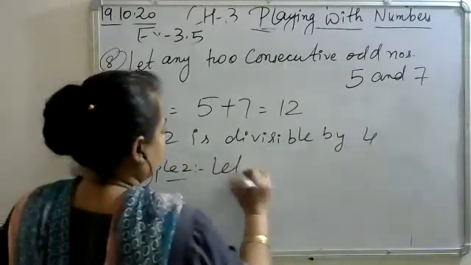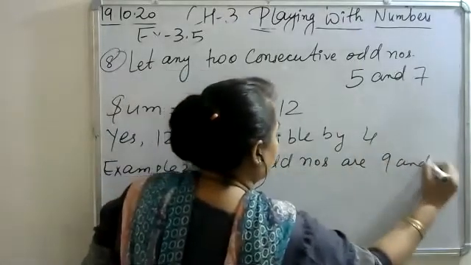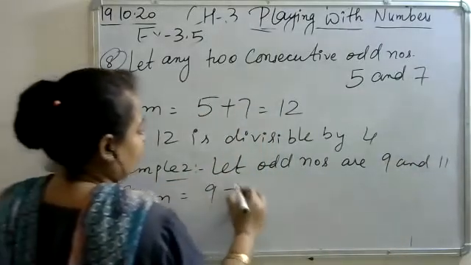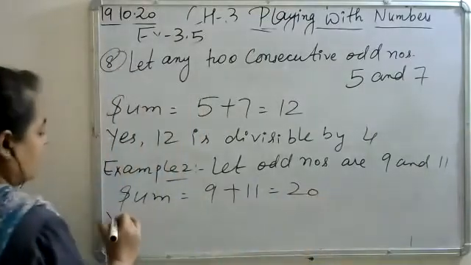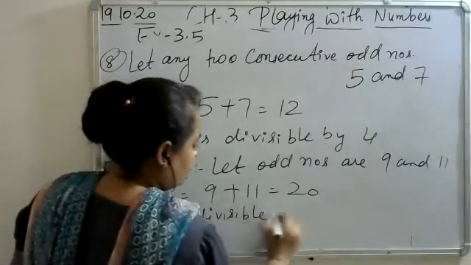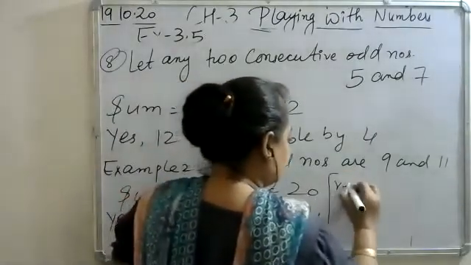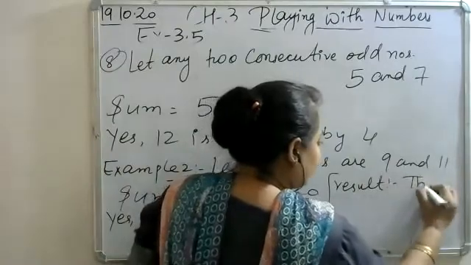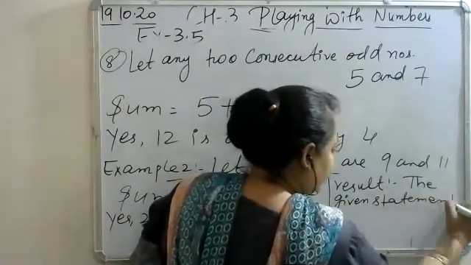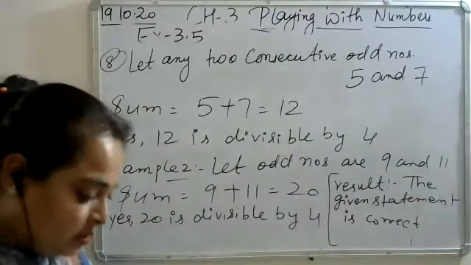Let the odd numbers be 9 and 11. Now find the sum. 9 plus 11 is 20. Yes, 20 is divisible by 4. So in the end you will write the result: the given statement is correct. So this is the way to solve this sum.